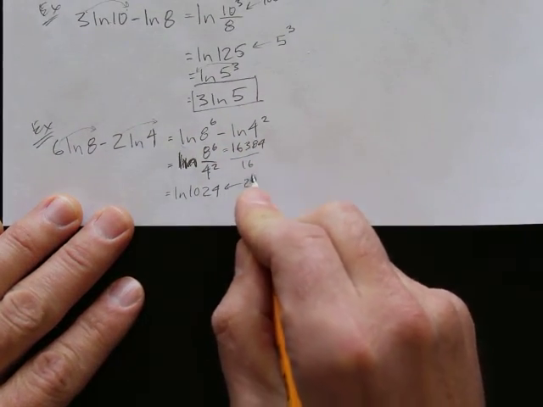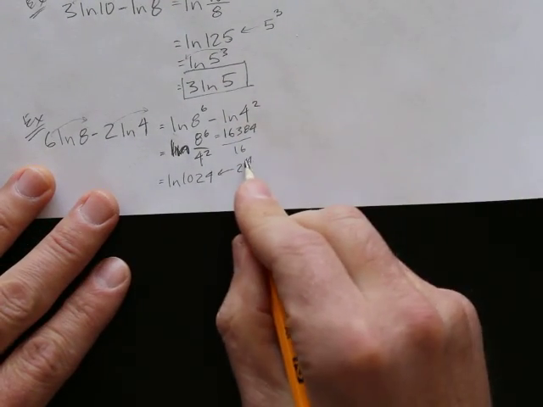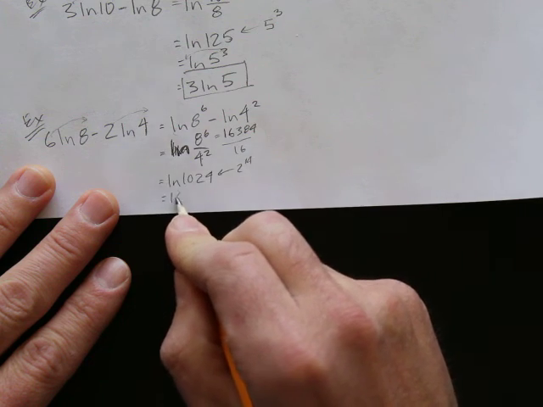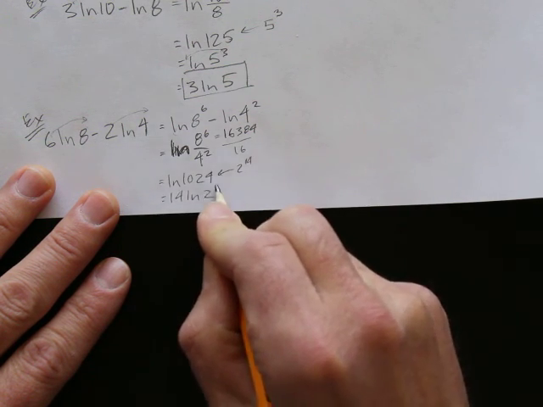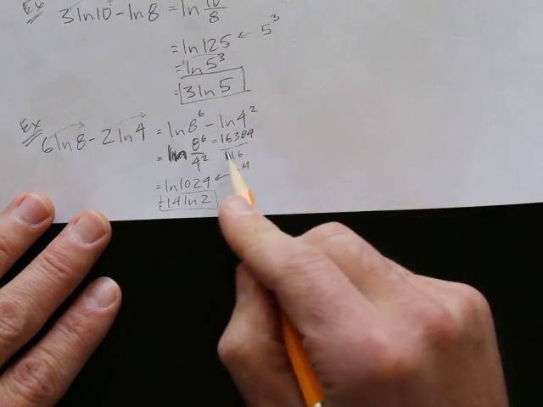So this is 2 to the 14th power, based on my notes from last time. And then the 14 will go in the front, so I have 14 natural log of 2 as my final answer. Now, there's another way we can do this.